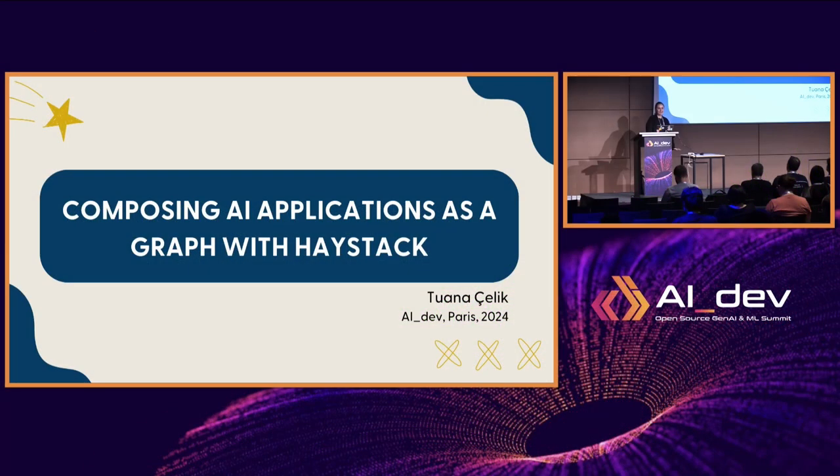The topic of this talk is composing AI applications as a graph with Haystack. And it's the second time I'm delivering this sort of talk. And full disclaimer, I think the second time around, I've learned that the name might be a bit misleading, because a lot of people see the word graph here and they're expecting knowledge graphs. I saw a really good talk by Neo4j yesterday. This is not about knowledge graphs.